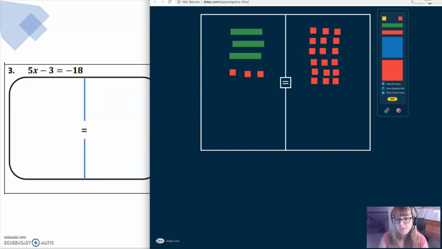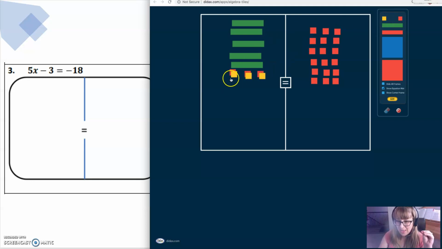And hopefully you've got something that looks like this. 5x tiles, or excuse me, I didn't get enough. There's 4 and there's 5x tiles and 1, 2, 3 of those negative unit tiles. And it's equal to and balanced with negative 18 of the unit tiles. Now remember what we have to do here. When we've got these negative tiles, in order to get rid of that negative, we have to have a positive added into it. Okay, so we've got our 1, 2, 3 positives that I'm adding in.